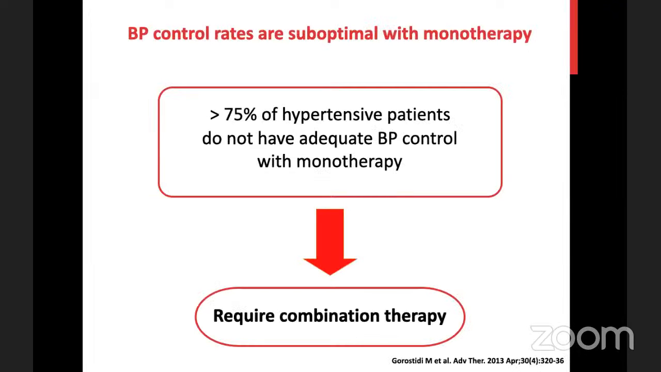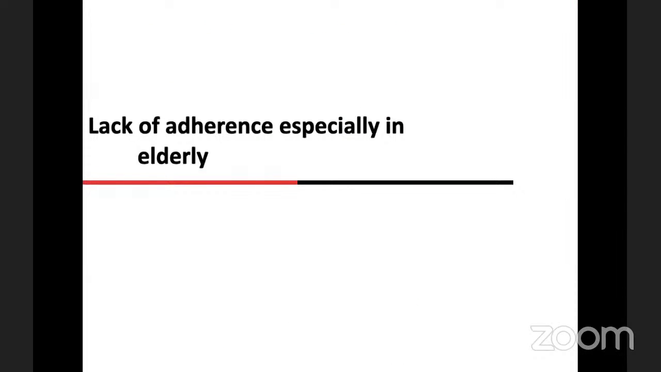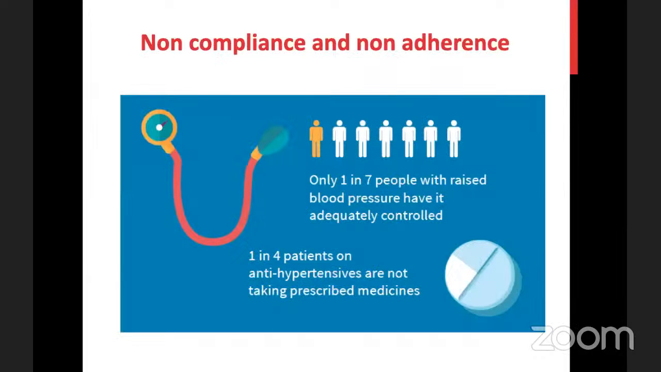Given monotherapy, who requires combination therapy? This is another error. BP control rates are suboptimal with monotherapy. Nowadays, most of the time, combination therapy is recommended to ensure compliance as well as efficacy. More than 75% of hypertensive patients do not have adequate BP control with monotherapy. They require combination therapy. Lack of adherence, especially in elderly.